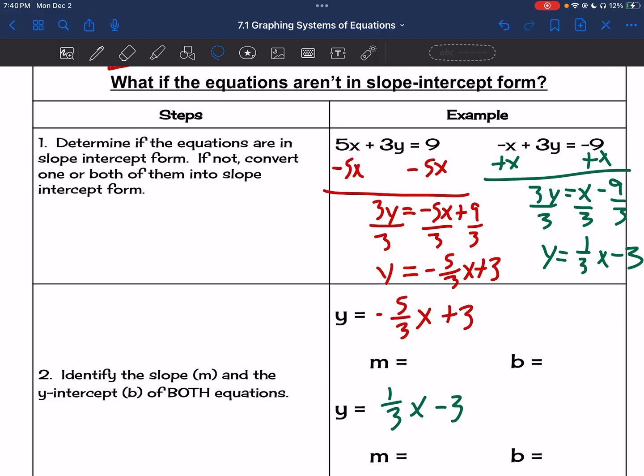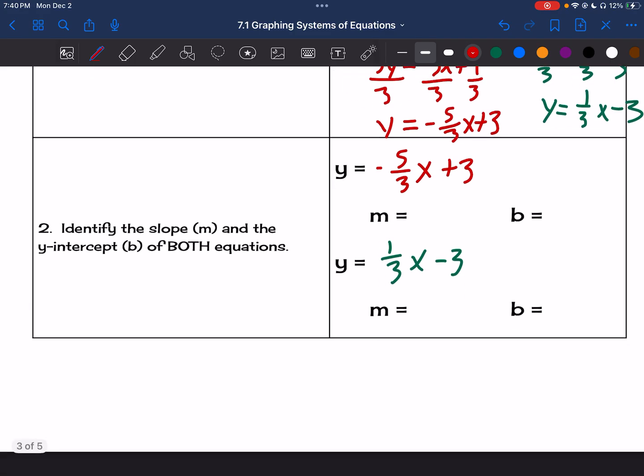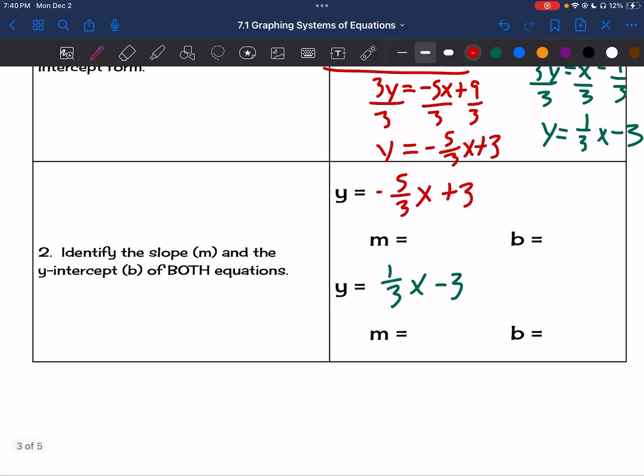So we've got y equals -5x plus 3. All right, so now we're back to exactly where we started today. We are finding our slope, which is -5/3. We're finding our y-intercept, which is 3. And we're doing that for both equations. The second equation has a slope of 1/3 with a b value of -3.